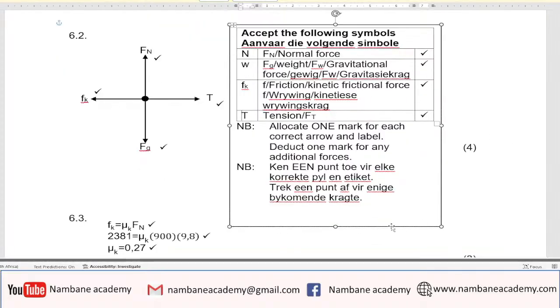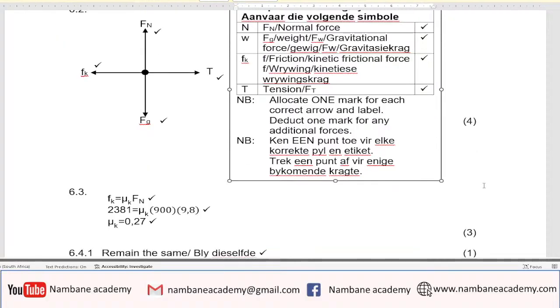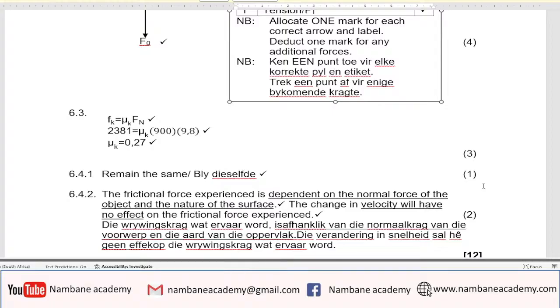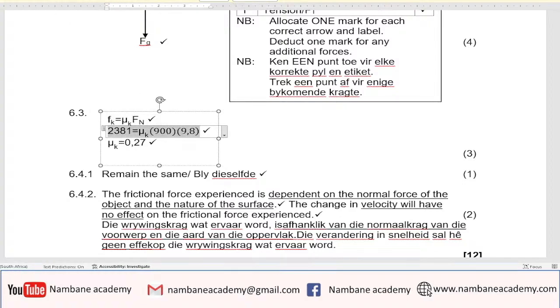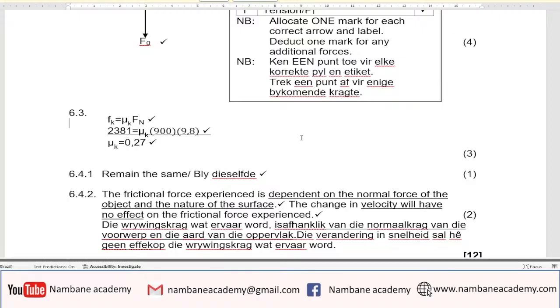6.3. Calculate the coefficient of frictional force between the camper's wheels and the road if the frictional force is 2,381 Newton. So they will use the formula Fk is equal to mu k times normal force. They will substitute the given 2,381 as well as the Fn. We also award the mark if they have calculated it outside of the formula, and then the kinetic frictional coefficient will be 0.27.